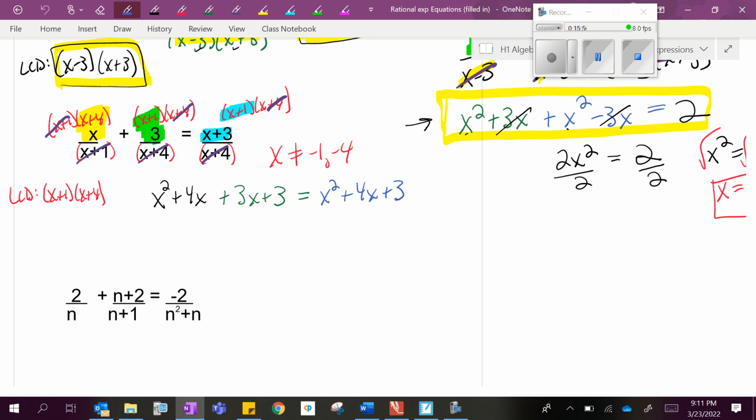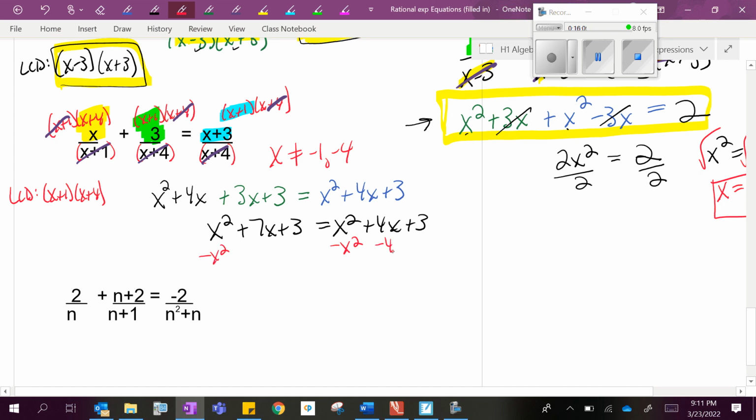Now I solve my equation, and it looks like I'm going to have to factor. So I'm going to combine like terms over here. I get x squared plus 7x plus 3. And then I'm going to move everything over to one side. I'm going to try to set my equation equal to 0, right? If I need to factor. So I subtract x squared over. I'm going to go ahead and subtract 4x over. I'm going to go ahead and subtract 3 over. You can see something strange is about to happen.